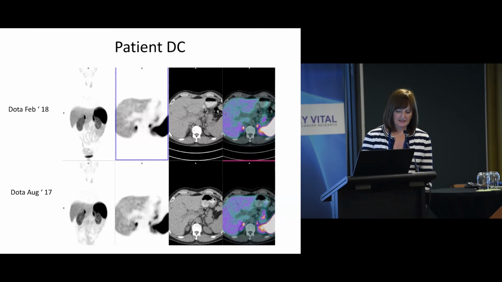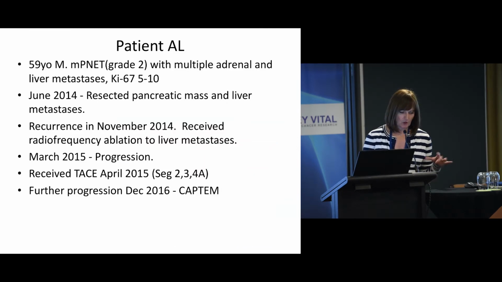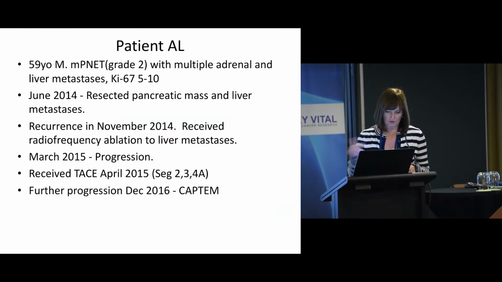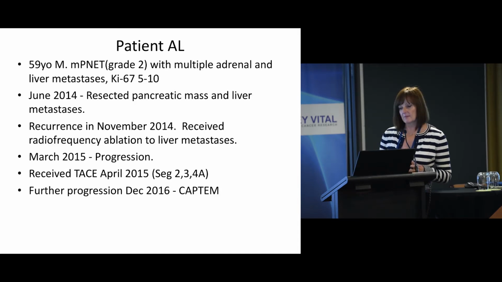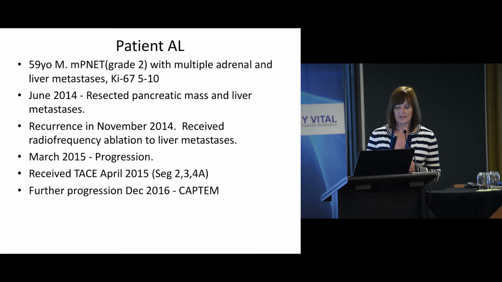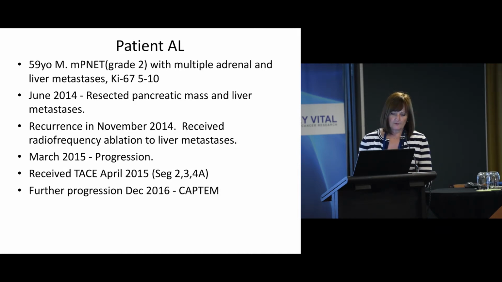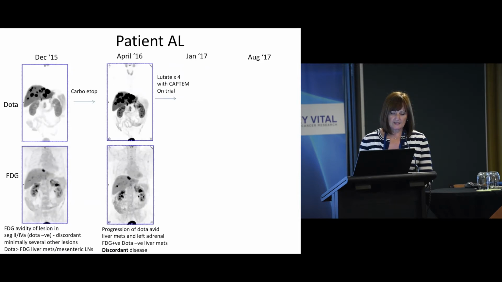Now, bear with me for the last case because it's a little bit more of a complex journey to a similar punchline. Metastatic pancreatic neuroendocrine tumour with adrenal and liver metastases. The primary pancreatic mass and some liver mets were resected in 2014, recurred quite quickly in the liver, had some RFA, progression further in 2015. So here we are, 2015, and we've got liver metastases with a discordant lesion in the liver.